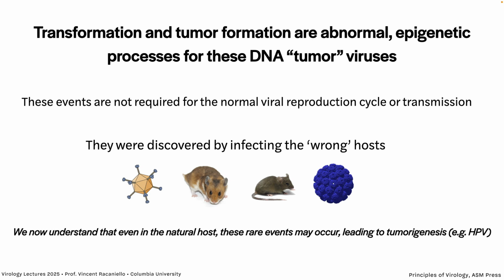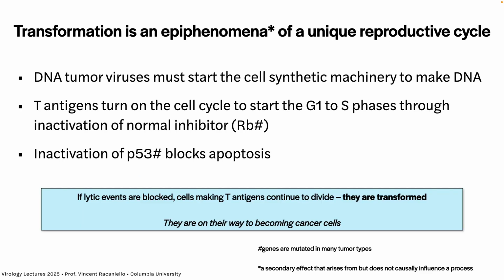However, we now know that even in the natural host, these events can occur. So for example, human papillomavirus causes cancers in people. And that's the normal host for HPVs. I'll get to that in a minute. So transformation is an epiphenomenon of a unique reproductive cycle. So an epiphenomenon is a secondary effect that arises from a process but doesn't influence it.